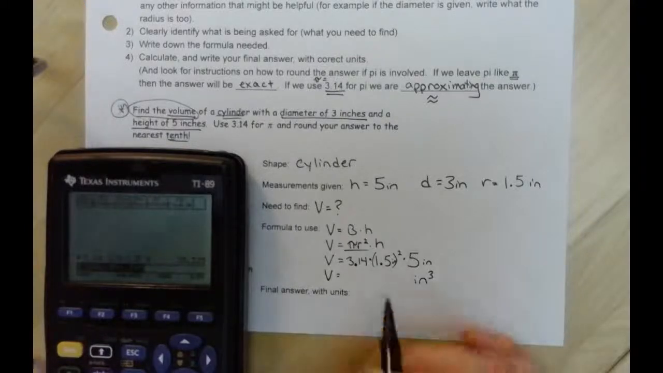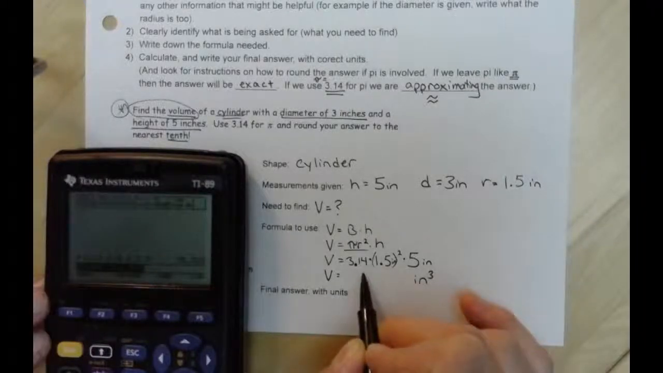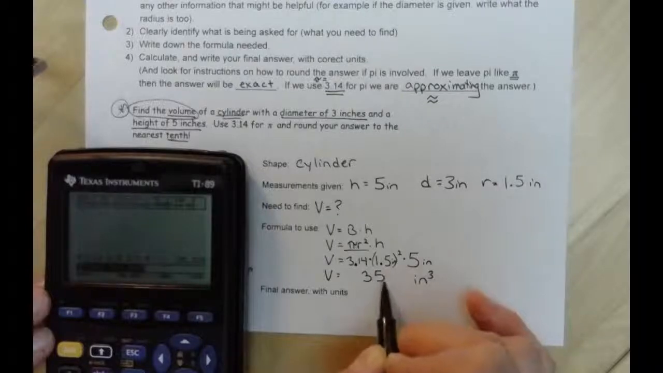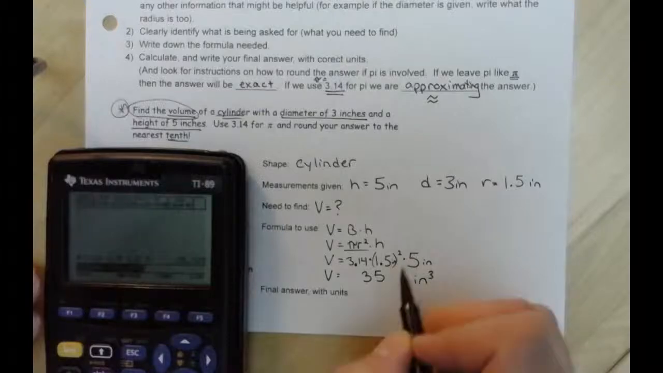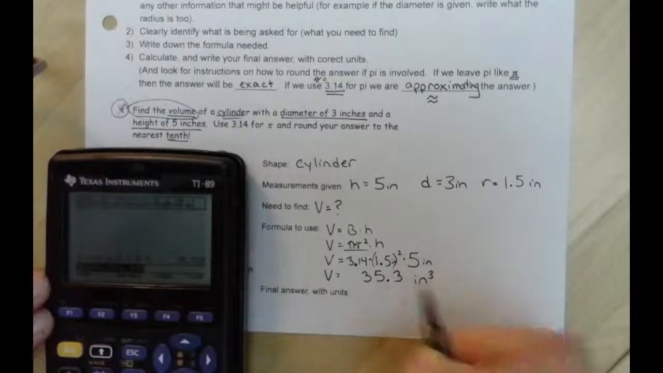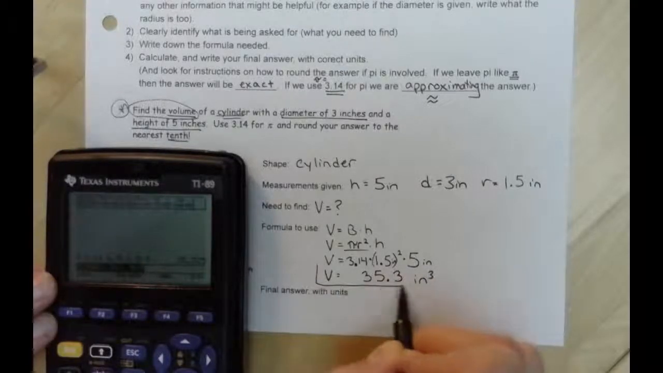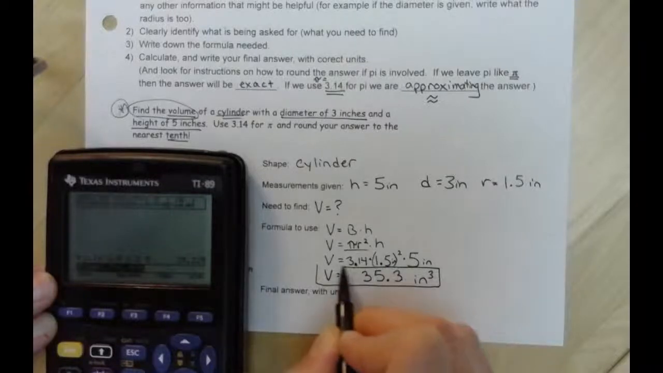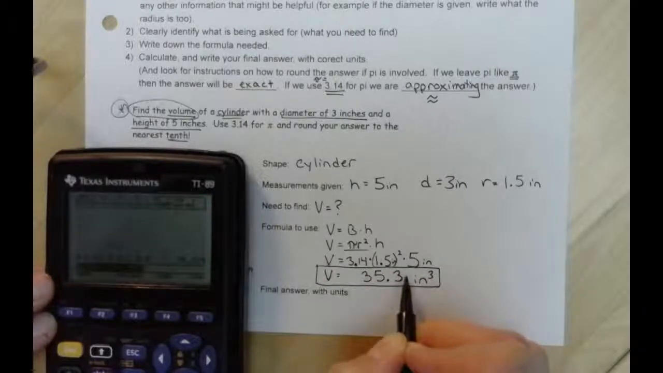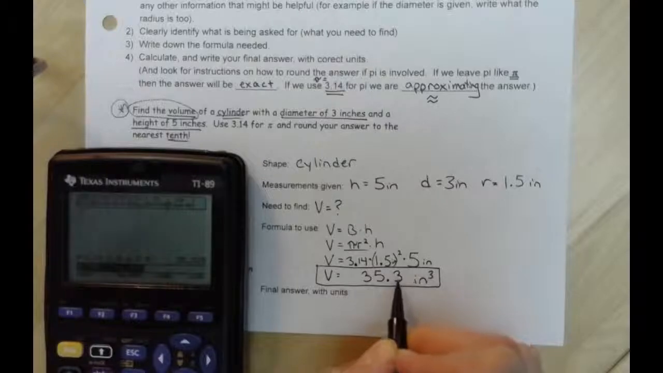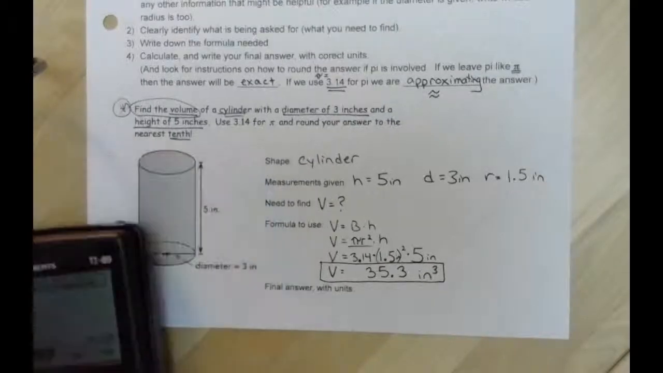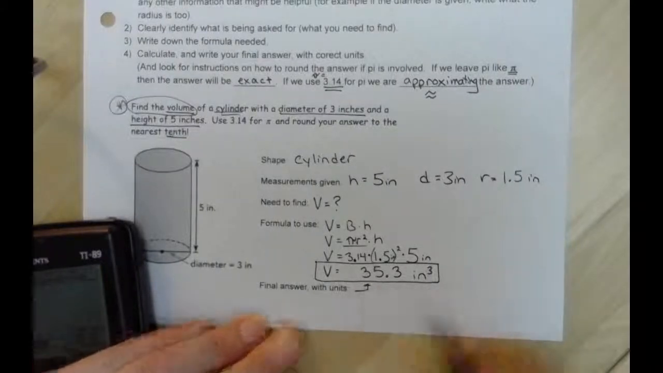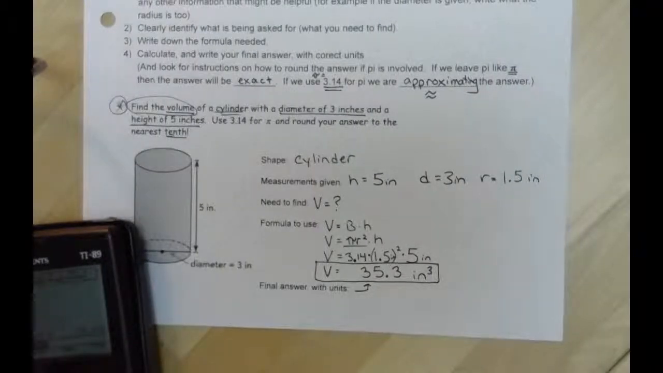And the answer is 35 point, now it says to give my answer to the nearest tenth, so it's going to be 35.3 inches cubed. Because there's 2/100ths, so that doesn't round up the tenth. The tenth stays as 3/10 there. All right, so there's my final answer with the units right there. And we are done.